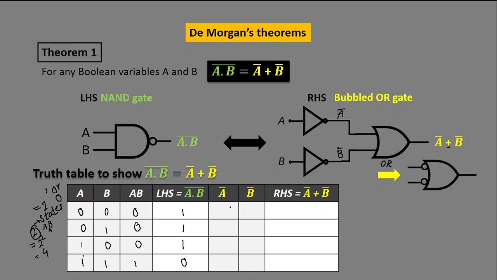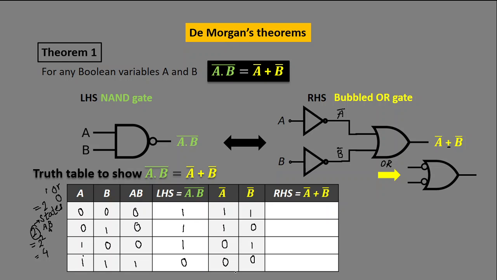Now let us focus on the RHS, and in the RHS we want to find the complement of A plus the complement of B. So first we want to find A complement. A is written here in this column as 0 0 1 1. So I am writing its complement, which will obviously be 1 1 0 0. And for B complement, B's inputs are 0 1 0 1, so it will be complemented as 1 0 1 0.